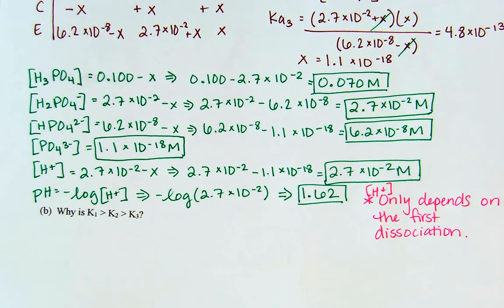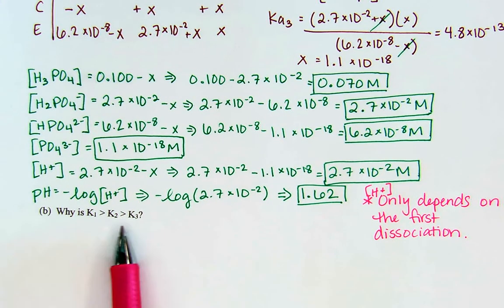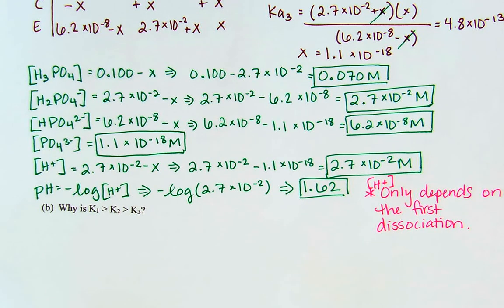Okay, why is that? Why is K1 so much bigger than K2 or K3? Well, it turns out that, and this is intuitive, as more hydrogen ions are removed, the compound is going to become more negative. Because it's more negative, it's attracting those hydrogen ions to it more strongly. So it's going to be harder to remove positive charge from more negative ions.